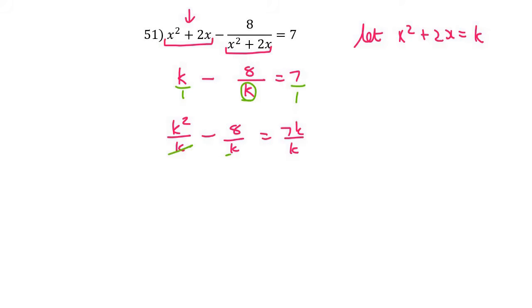Now the k's can cancel because they're the same, and so we end up with k squared minus 8 minus 7k equals 0. I just took it over. I'm just going to quickly rearrange. I want the 7k next.